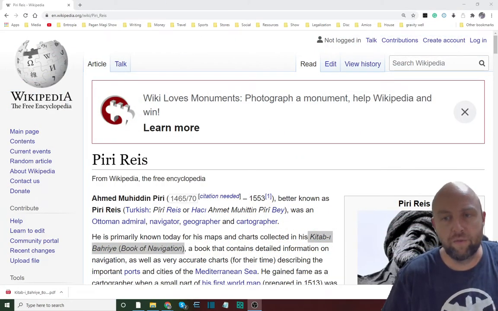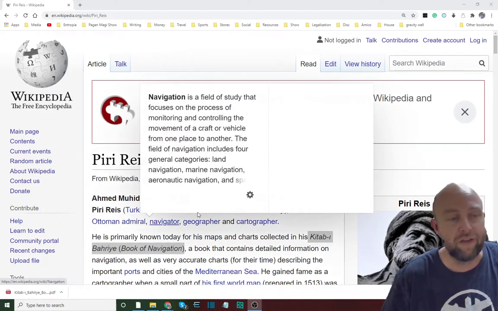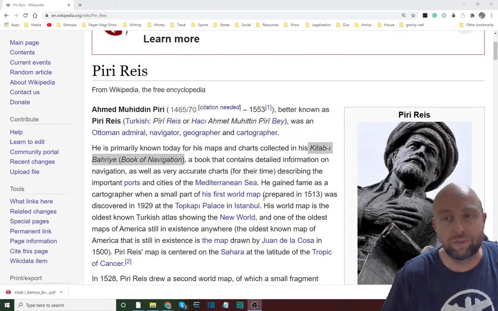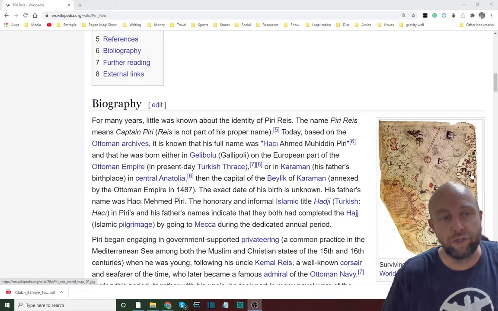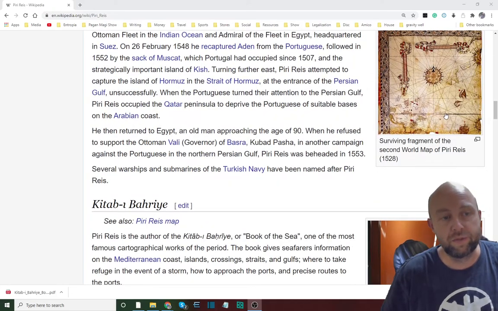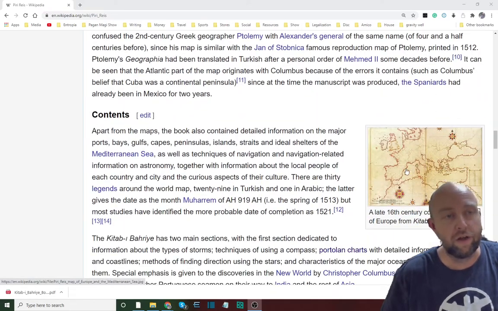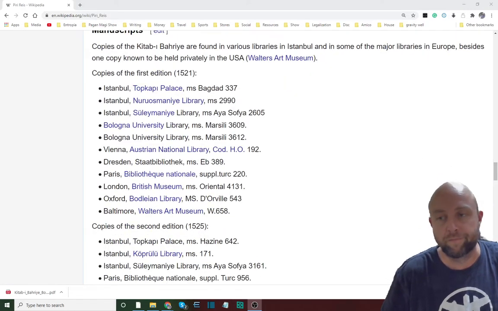You may have heard of him before. His name is Piri Reis. He is popular within the Ancient Aliens community. He is known as the cartographer, geographer, or Ottoman admiral navigator who made the world's oldest map that happens to show Africa and part of South America. Now, some people debate what the map is and if it really does show Africa and South America. And here's some examples of other maps that he's created using the same style of map making.